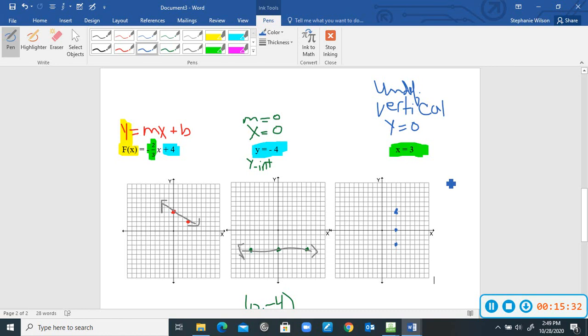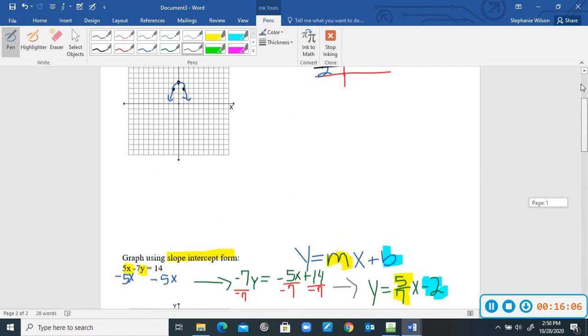So I can say I have an order pair of 3, 4, right? My y is changing. I can say I have an order pair of 3, 0. And I can say I have an order pair of 3, -3. Because my y is changing and my x is not. It's staying the same. And I got this vertical line. I'm going to put an arrow on it. It's an undefined slope. And this is graphing our equations and function notations.